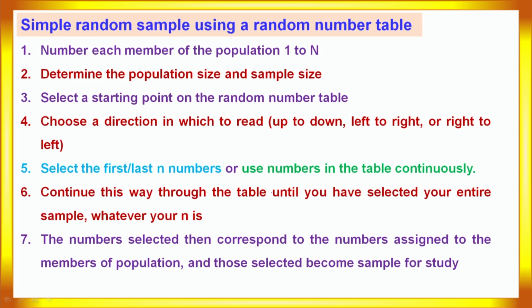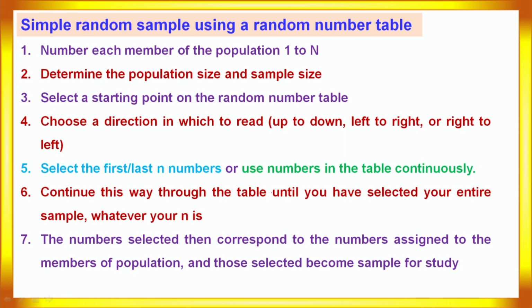So, now in the random number table you can go in any direction: up to down, left to right, or diagonally. In the random number table you start from any particular number, which may be chosen randomly, and then use the numbers in the table continuously. That is the simple procedure, and you have to continue until you complete selecting your required sample size.